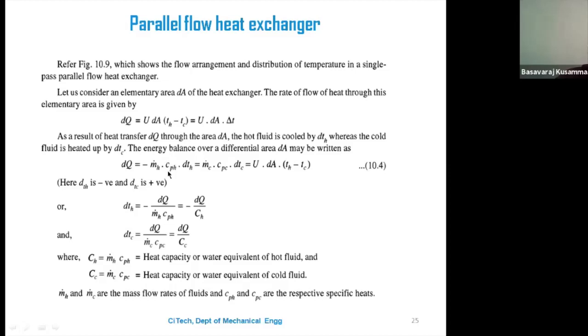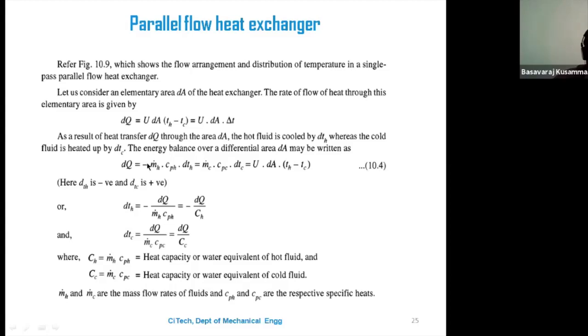CpH is called the specific heat of the hot fluid here. And dTH is the amount of temperature by which the hot fluid is cooled. Understand? So you can calculate the heat transfer to the element that we consider.